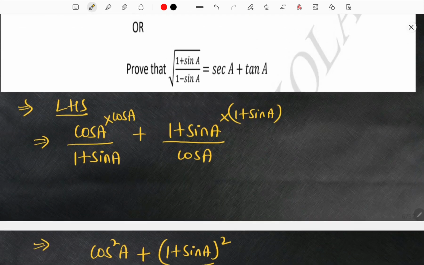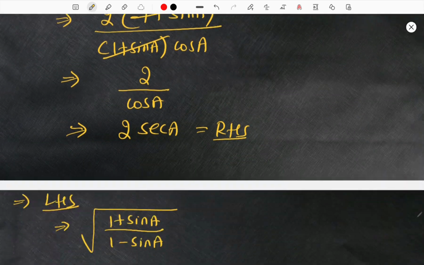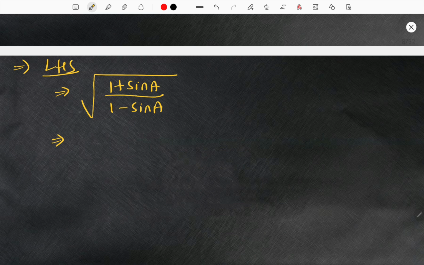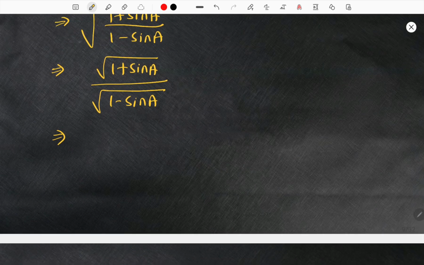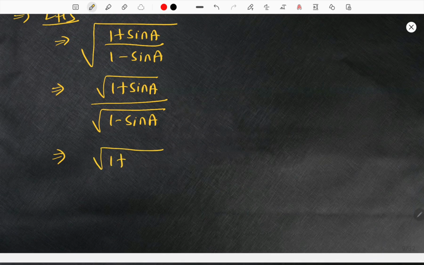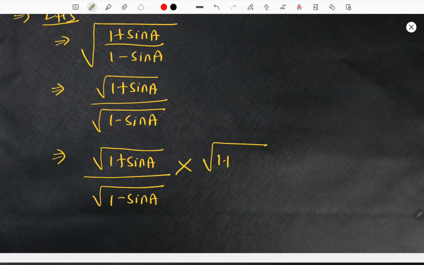Let me check one more time. (1 plus sine A) divided by (1 minus sine A). Whenever this is there in root, just separate them. Okay, under root (1 plus sine A) divided by under root (1 minus sine A). You can use this property because under root A by B is equal to root A divided by root B. Now whenever root is coming, we have the trend of rationalization. You write under root (1 plus sine A) divided by under root (1 minus sine A). You rationalize the denominator, multiply with under root (1 plus sine A) and divided by under root (1 plus sine A) here. You know this method, right?